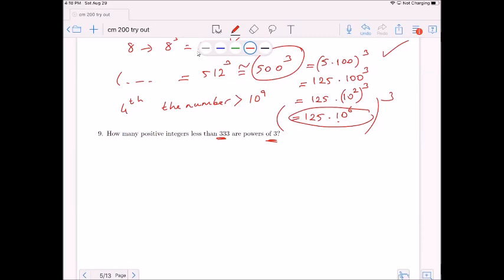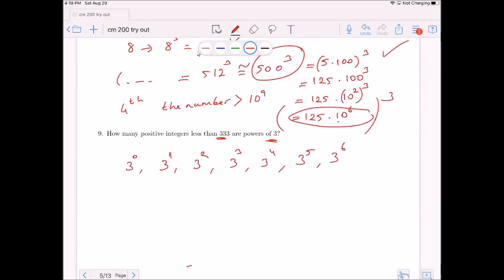Include 1, 3 to the power of 0. You missed that. So we have to start from the power of 0: 3 to the power of 0, 3 to the power of 1, 3 to the power of 2, 3 to the power of 3. We know that, right? I'm not repeating them. 3 to the power of 4. What is 3 to the power of 4? 81. 3 to the power of 5. And 3 to the power of 6.